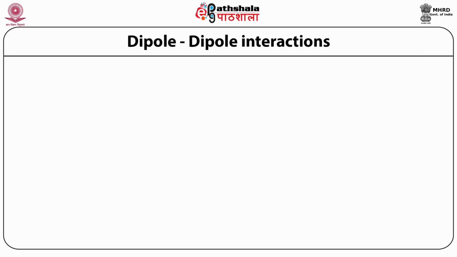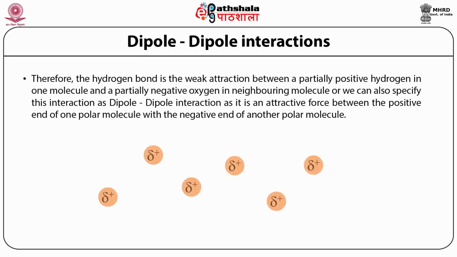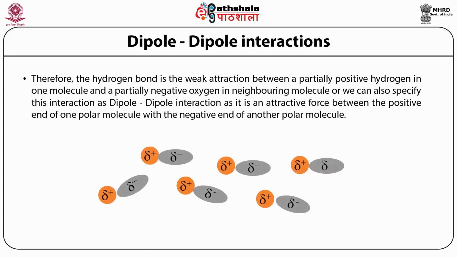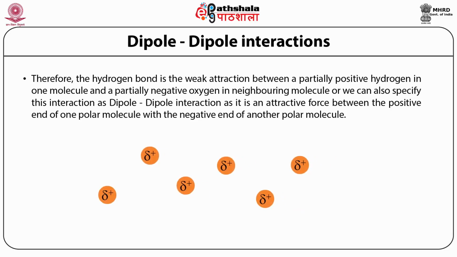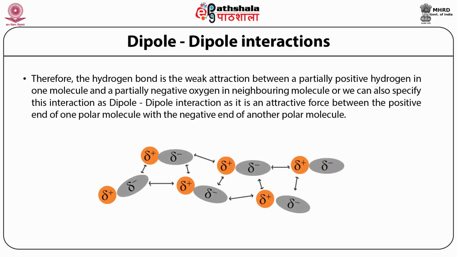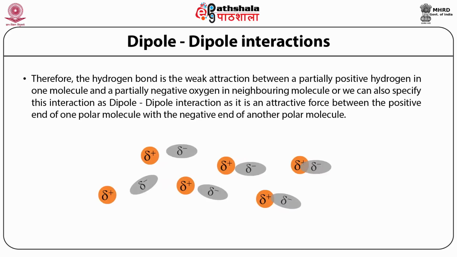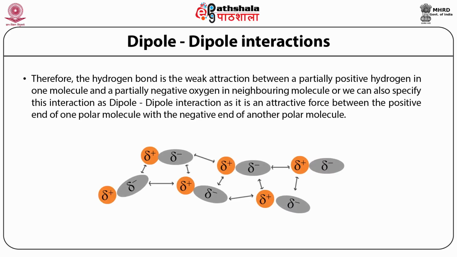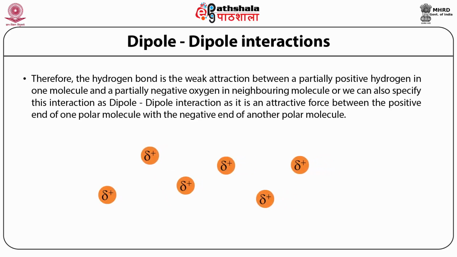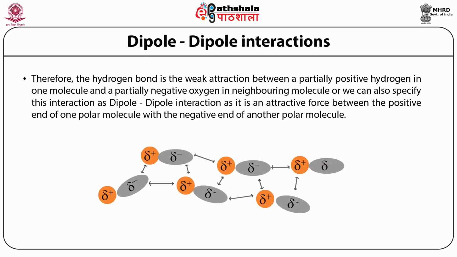In dipole-dipole interactions, the hydrogen bond is a weak attraction between a partially positive hydrogen in one molecule and a partially negative oxygen in another molecule, thereby creating a dipole-dipole interaction. So the dipole-dipole interaction is an attractive force between the positive end of one polar molecule and the negative end of another polar molecule.